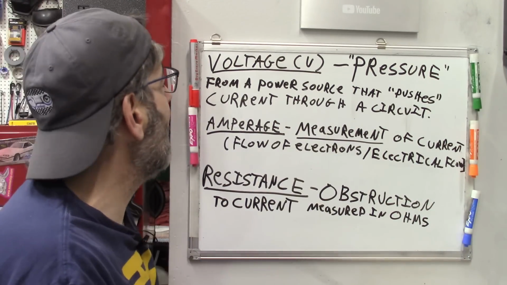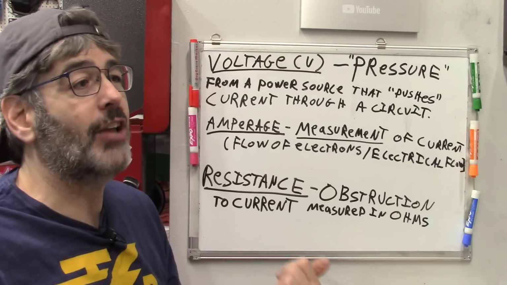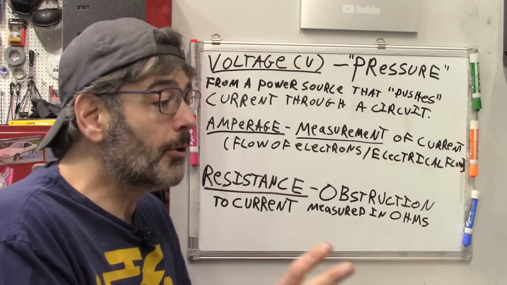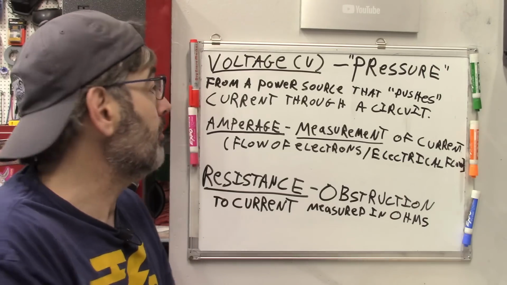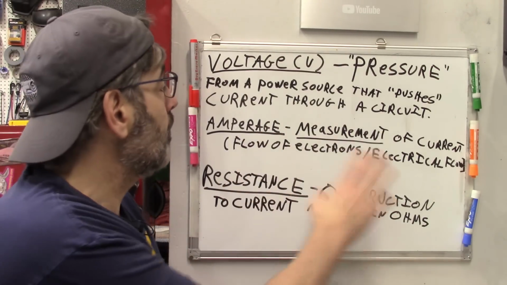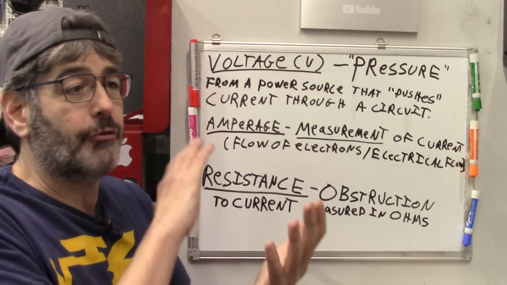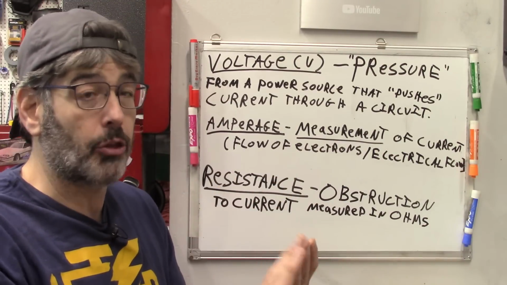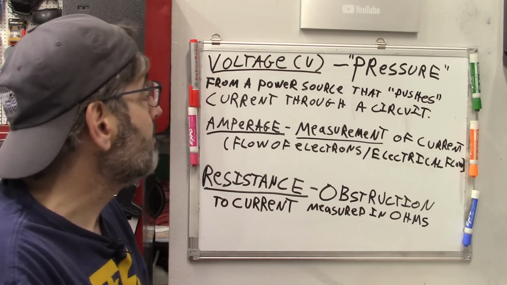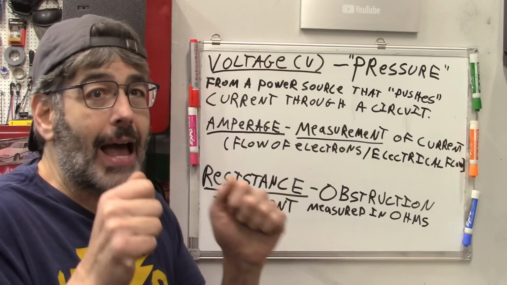And we'll explain that. Amperage, it's important to understand a lot of people use amperage and current interchangeably. Amperage is a measurement of current. So when we talk about amperage, we're talking about the measurement of the current. Current is that flow of electricity through the circuit, specifically the flow of the electrons through the circuit. And the amperage is that measurement.